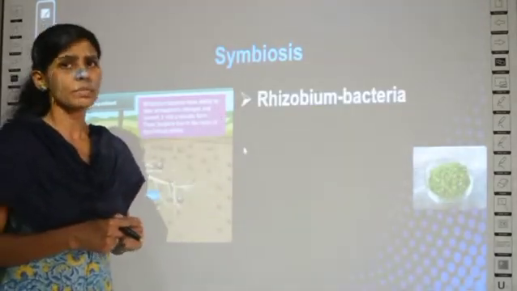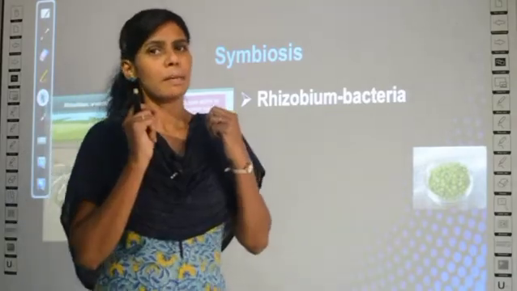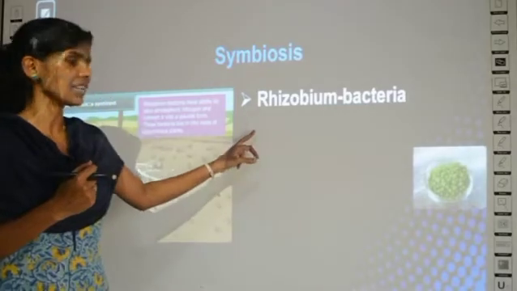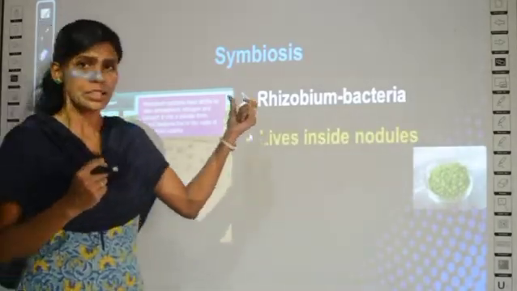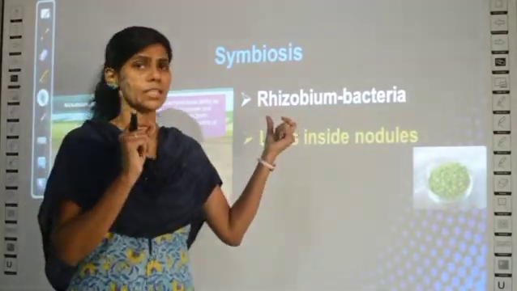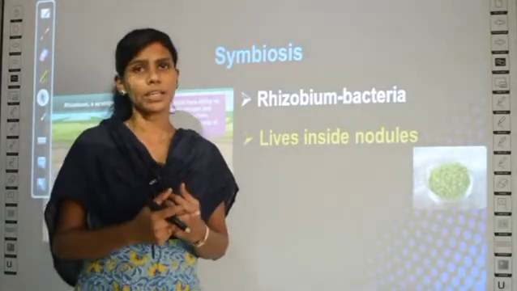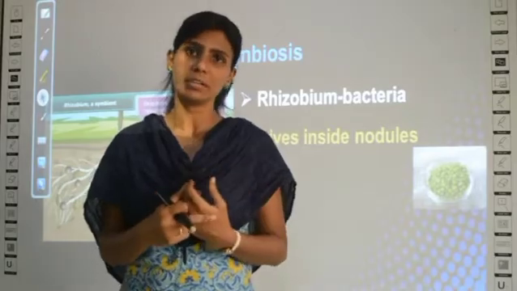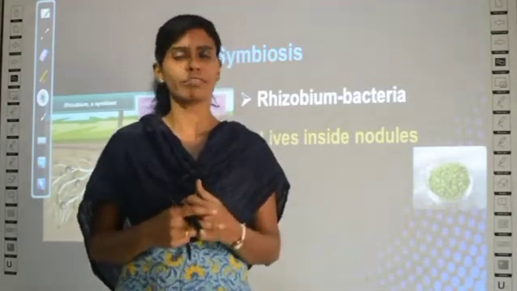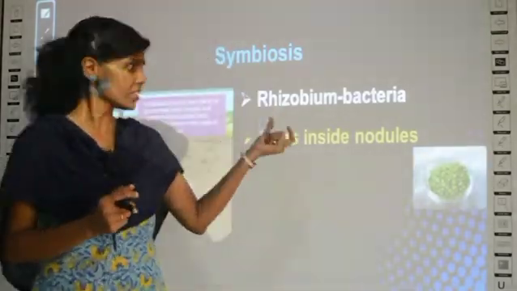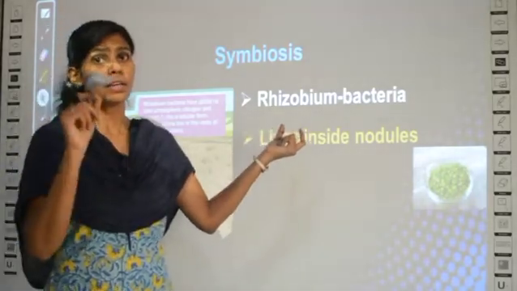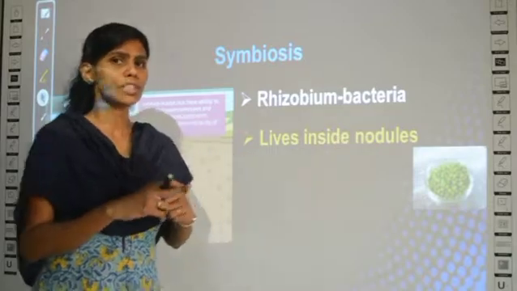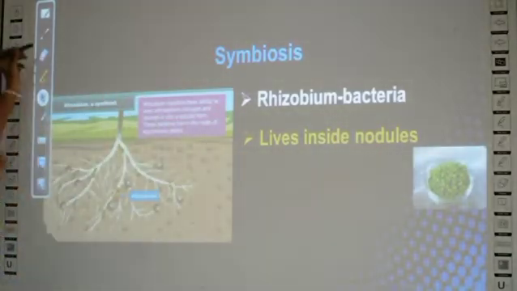What is rhizobium? Rhizobium is the name of a bacteria. Where can you find this bacteria? Usually where can you find bacteria? Usually in spoiled food, or in the air, or in the water also you can find bacteria, right? But this bacteria has a special property: it can live only inside the nodules.